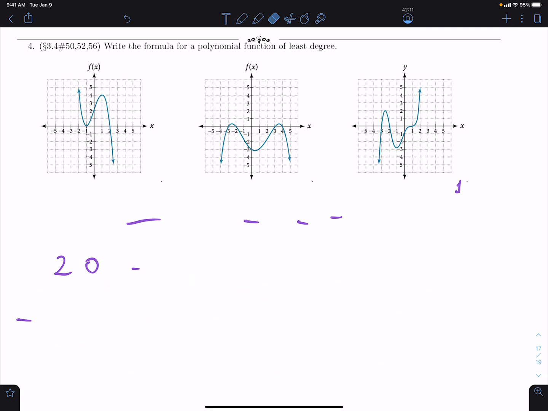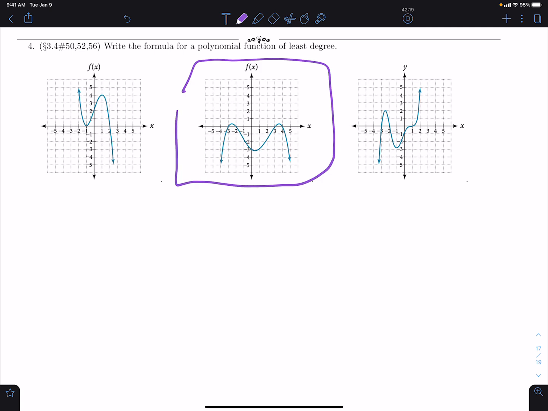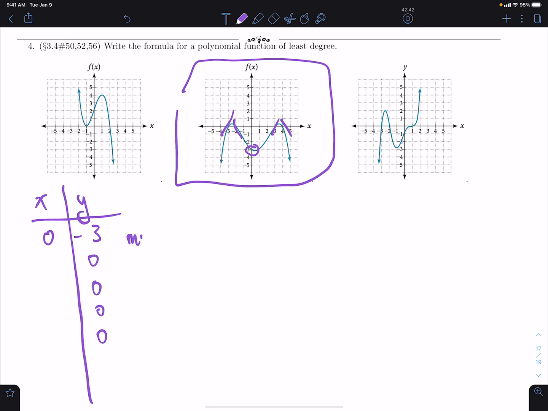The next problem is exercise 52 at the end of the section. Let's just go through the same information. First, when x is 0, the y-intercept is at -3. But I'm seeing 4 different x-intercepts. And you can see that if you zoom in, the curve just crosses at those 4 points like a straight line. So those will have multiplicity 1 for each of those. And those are at -3, at -2, at 3, and at 4.